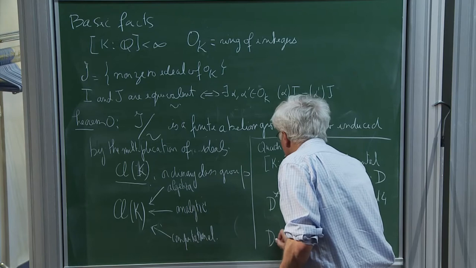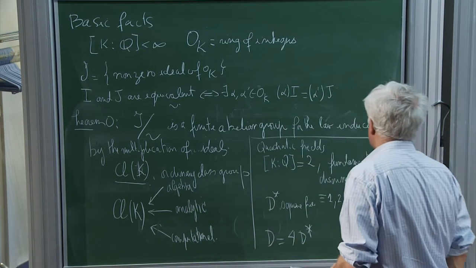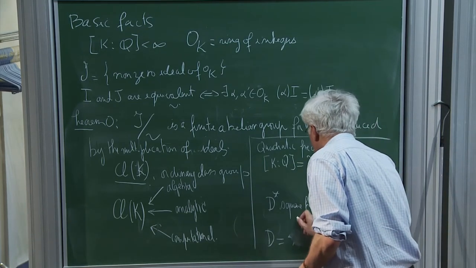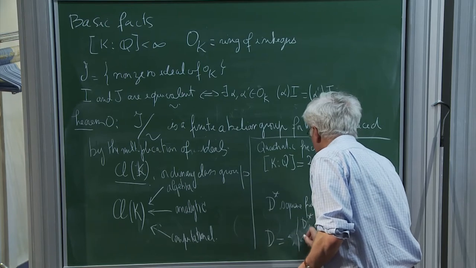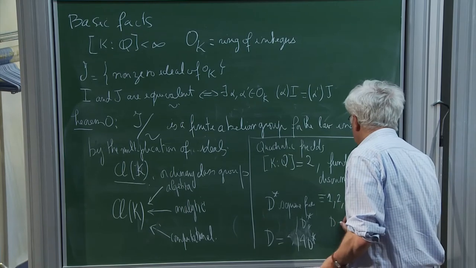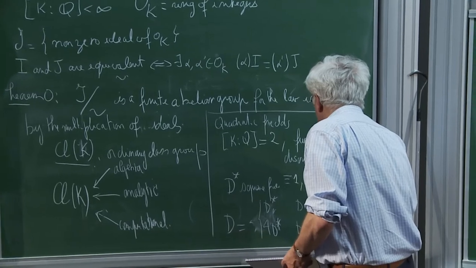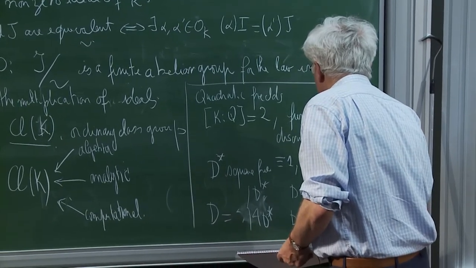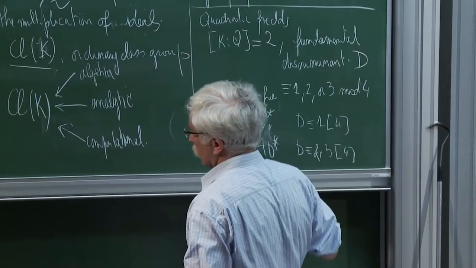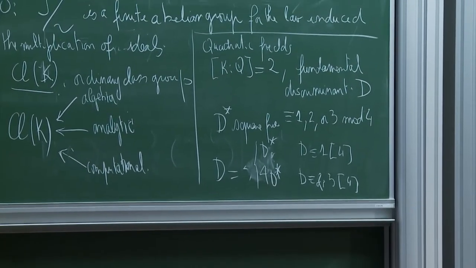And D is equal to the fundamental discriminant. You obtain 4d star, and this is you multiply. So D is equal to d star or 4d star. And here, when d is congruent to 1 mod 4, and this case d congruent to 2 or 3 mod 4. So we know exactly. So what is lovely in the case of quadratic fields? We can enumerate all the quadratic fields without problem.